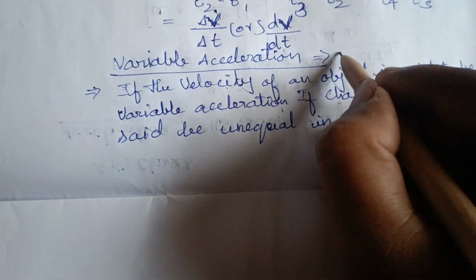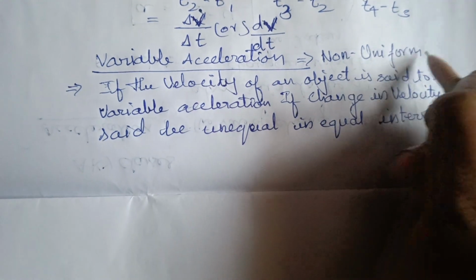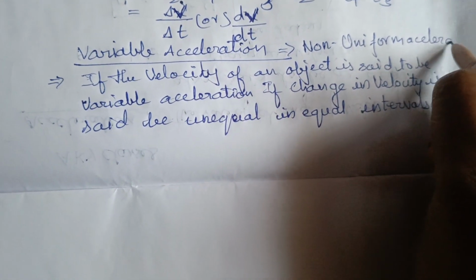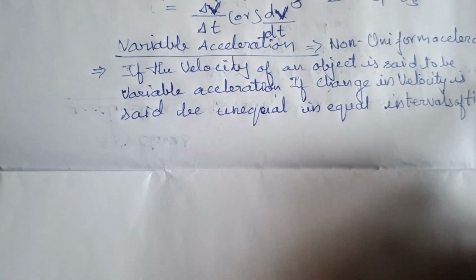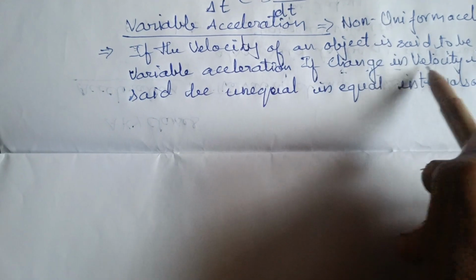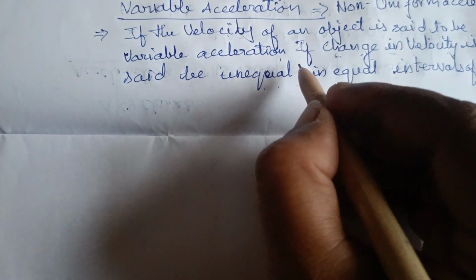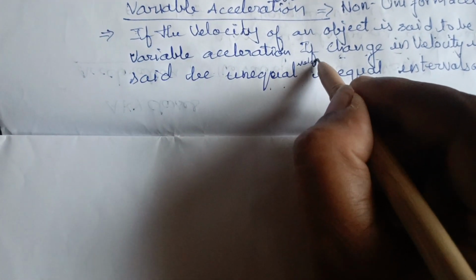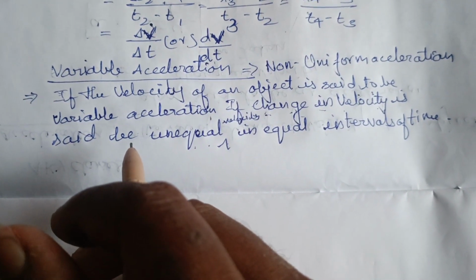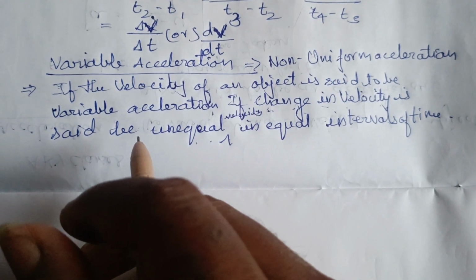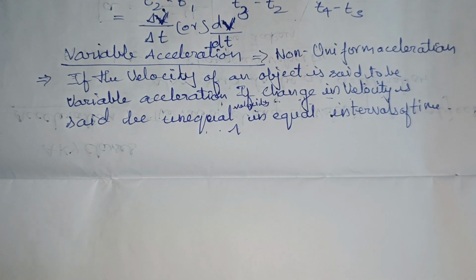Variable acceleration is otherwise called non-uniform acceleration. What we need to understand here is, the acceleration of the object is said to be variable acceleration if the velocity changes unequally in equal intervals of time. Unequal change in velocity in equal intervals of time is said to be variable acceleration.